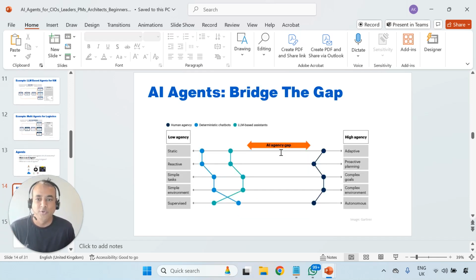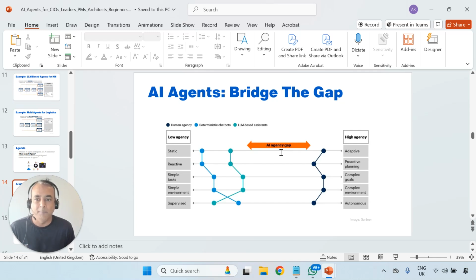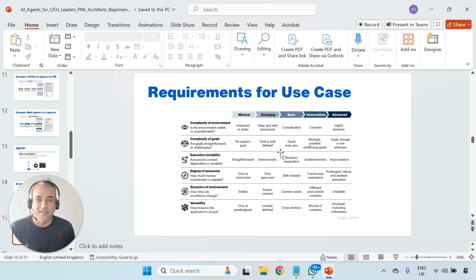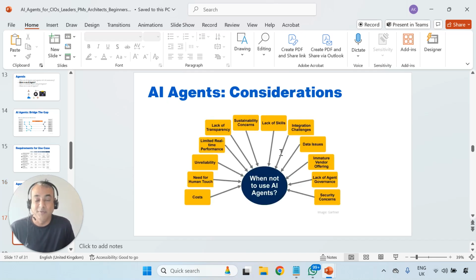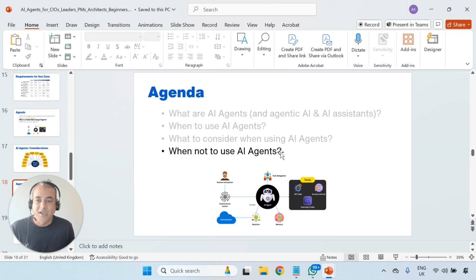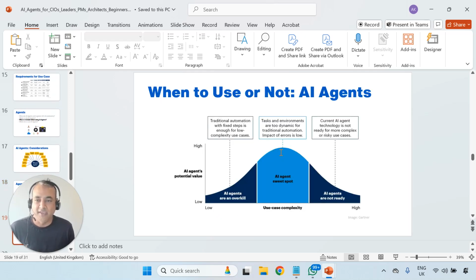Then we'll look at when to use an AI agent and what is basically the gap that AI agents are filling in the industry, and the common use cases. That's when we'll move into the next part, which is when to consider an AI agent, because there are some considerations. These are things that you need to take care of whether you're designing, implementing, or thinking of using AI agents for your business applications. And then finally, when not to use AI agents as well.